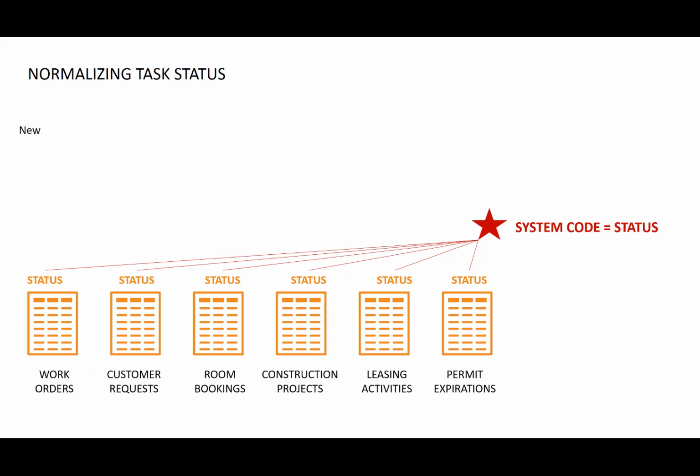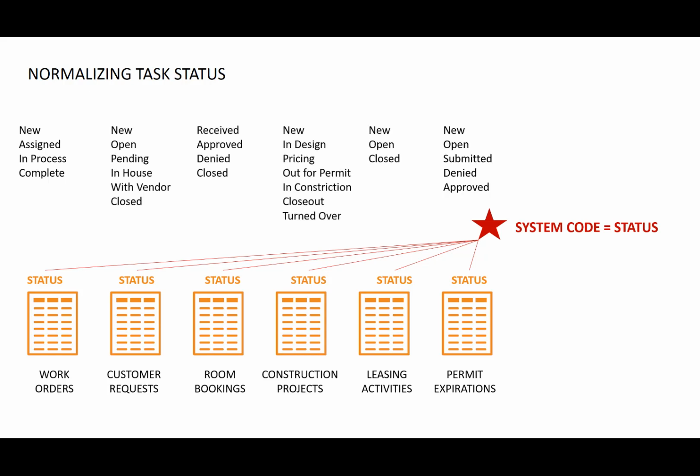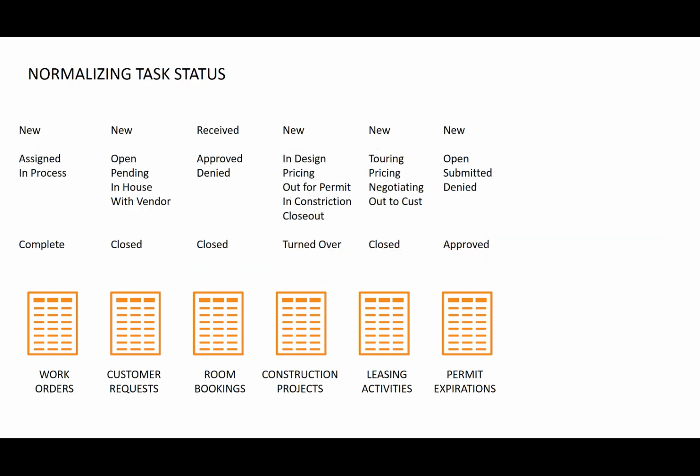If you've got a work order, you might call it new or assigned, or it's in process, or maybe it's complete. Well, those values for the status fields are going to be different for each of these different kinds of lists. The construction department will want to know if something is out for permit, but that doesn't really make sense for the leasing team. So each group gets to define their own values. But if we make a little room and look closely, we'll see some commonalities.